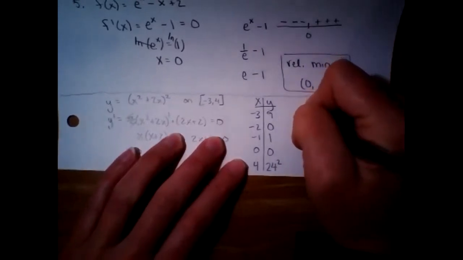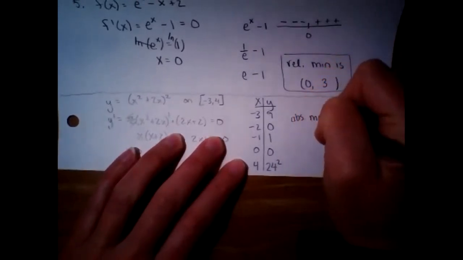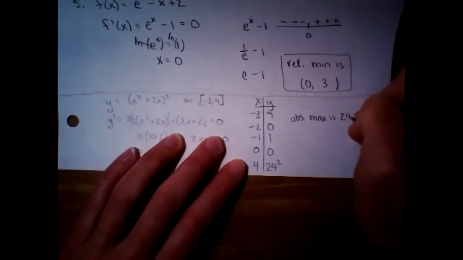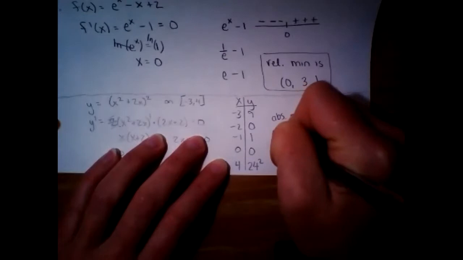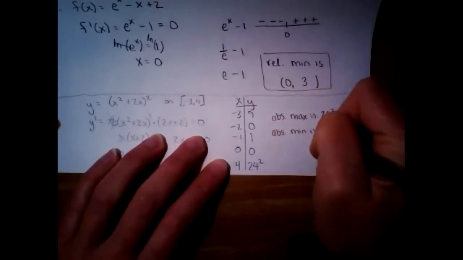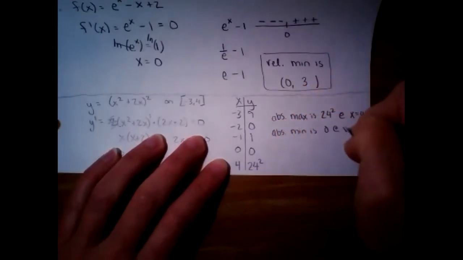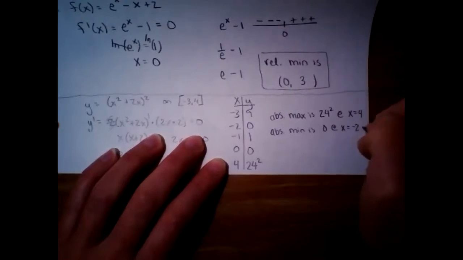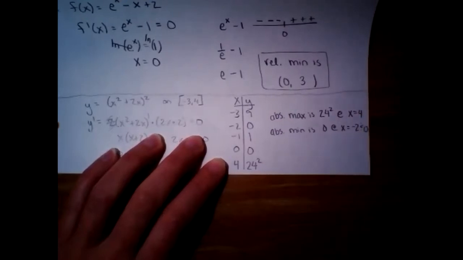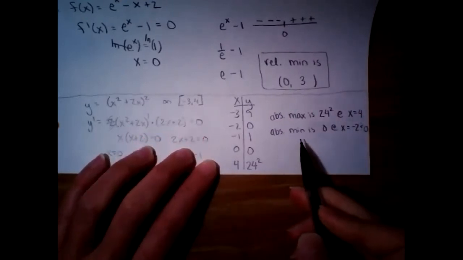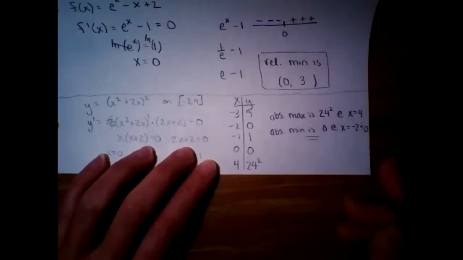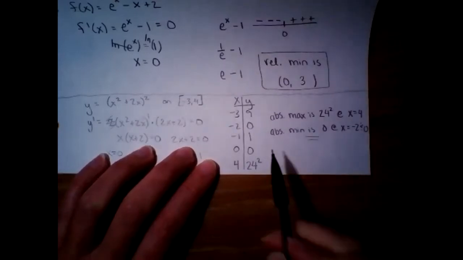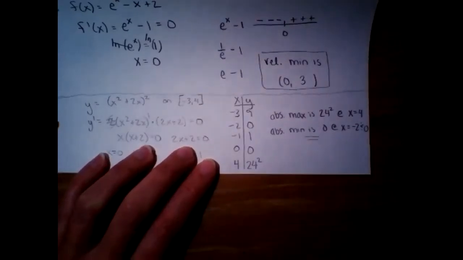And then you have to write out your answer. So the absolute maximum is 24 squared at x equals 4. And the absolute minimum is 0 at x equals -2 and 0. So the absolute minimum, there is only one absolute minimum. It is 0. It just happened at 2 places. You don't have 2 minimums. You only have 1 minimum. It just happened at 2 locations.